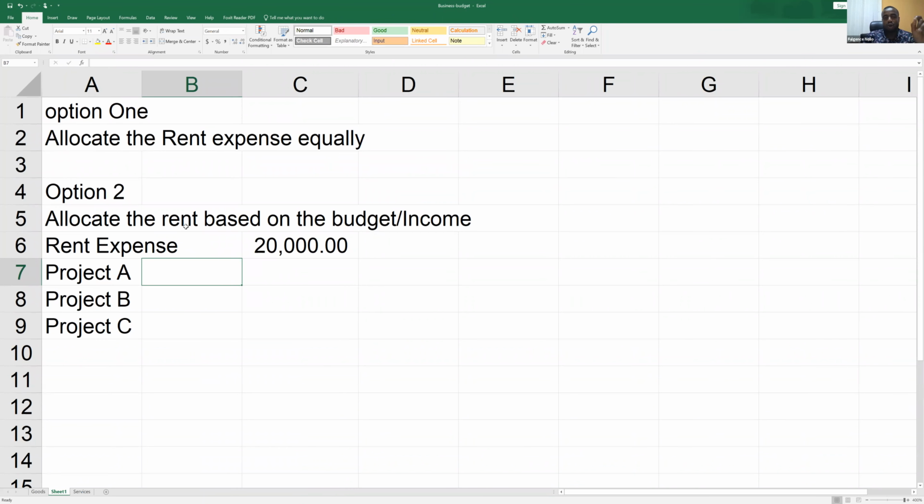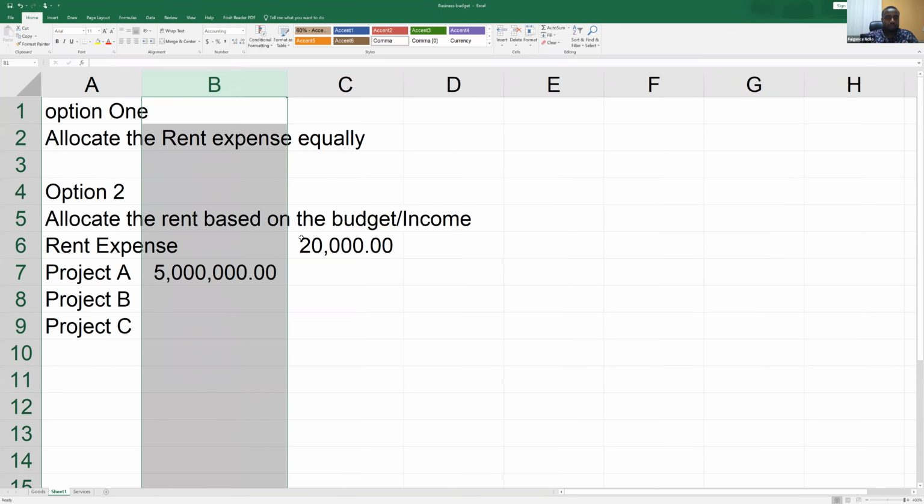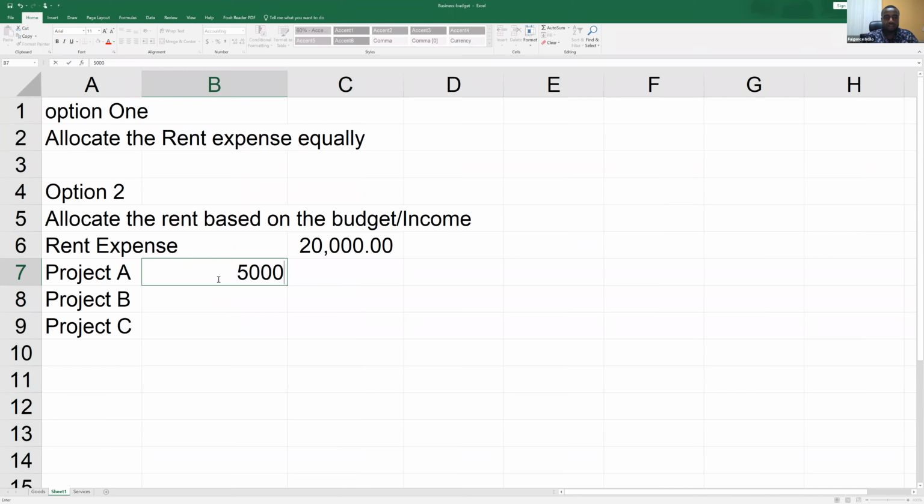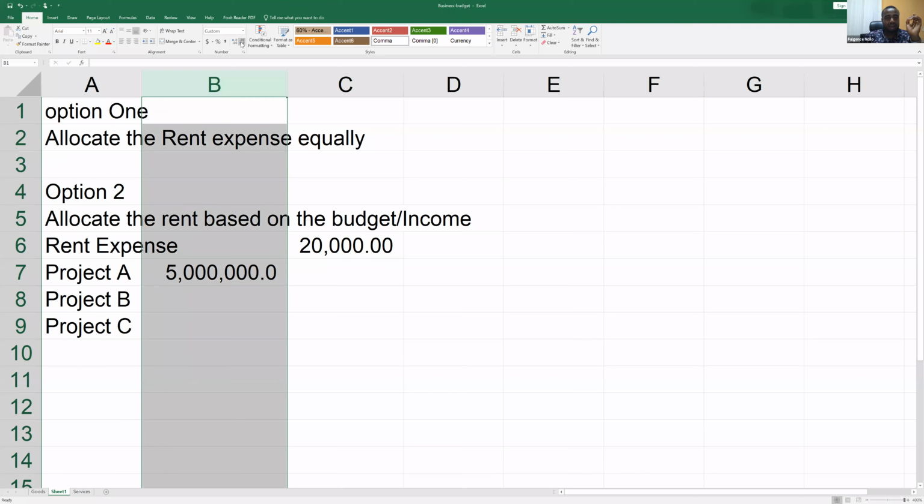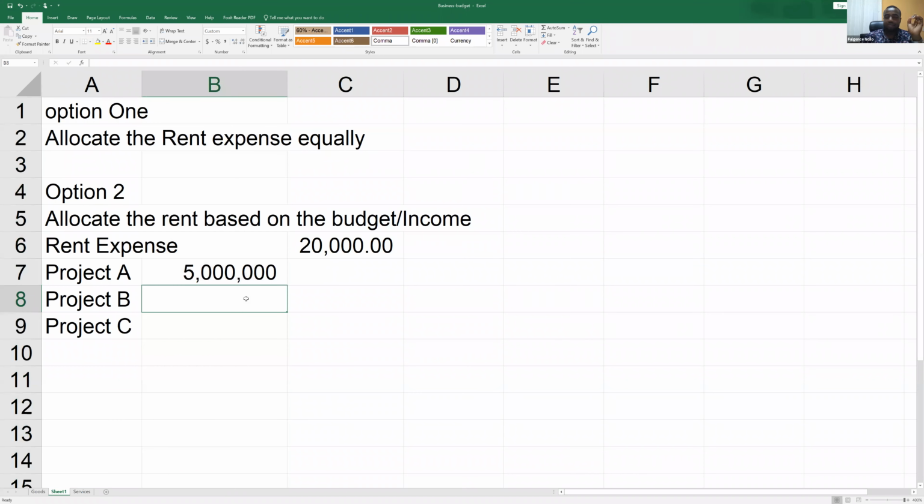So project A, its budget or its income is 500,000. You can say 5 million or 500,000. Project B, its income is 450. That is 4.4 million. And project C, its income is 200. That is 2 million. So based on this, you can allocate based on the income.